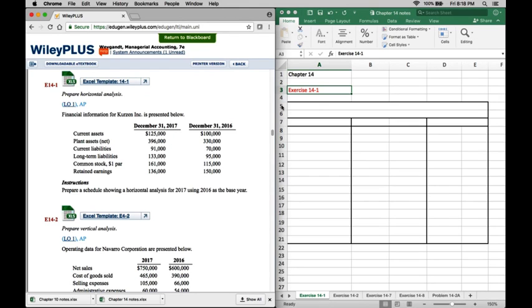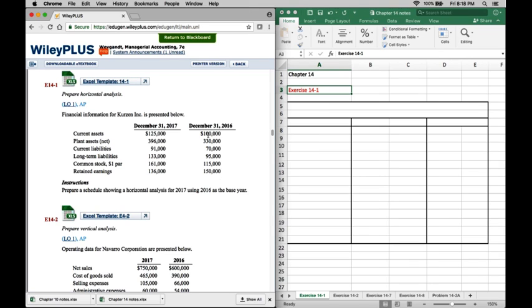We're now going to start working on chapter 14. We'll start with exercise 14-1. In this exercise, we're told that we have the following balance sheet at December 31st, 2017 and December 31st, 2016. We've been asked to perform a horizontal analysis using 2016 as the base year.